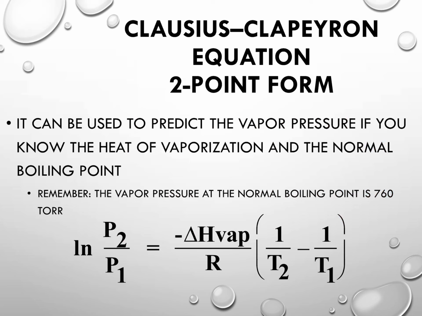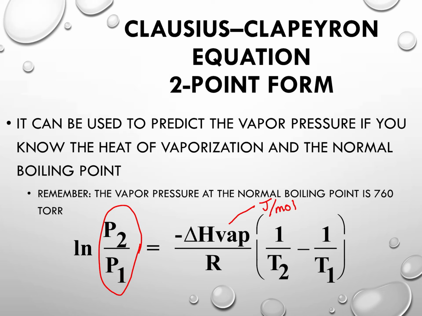So here, very, very similar to the last equation, except now we have a ratio of pressures. So like I said, since we have this ratio of pressures, it doesn't matter what units you're using, torr, millimeters of mercury, atmospheres, kilopascals, because it's going to cancel out. We're just looking for the ratio. So P2 over P1, just make sure you're consistent, make sure they're both the same.